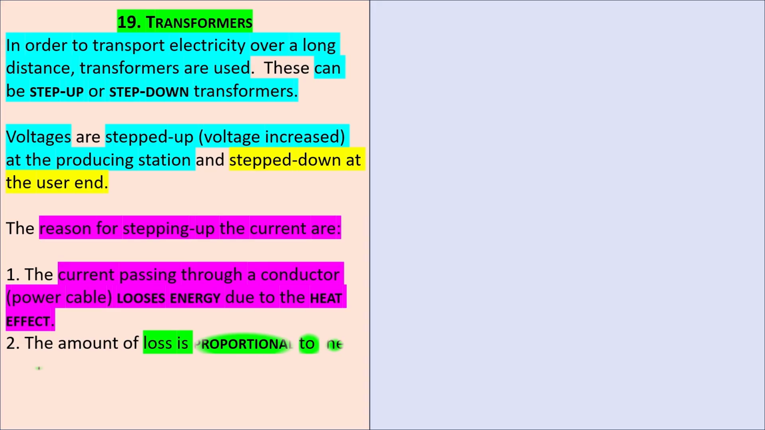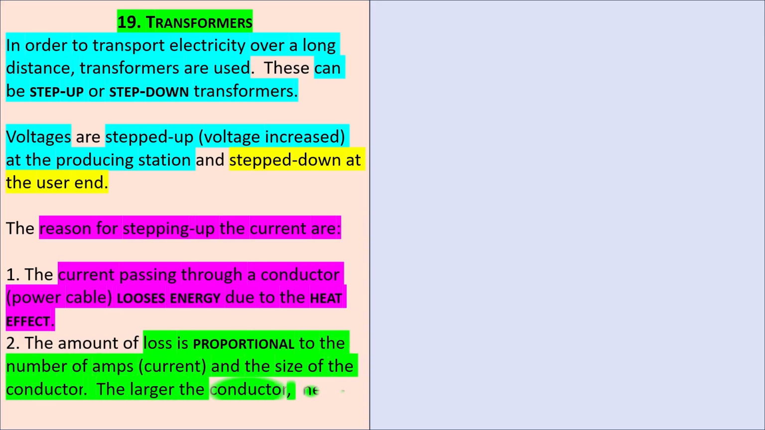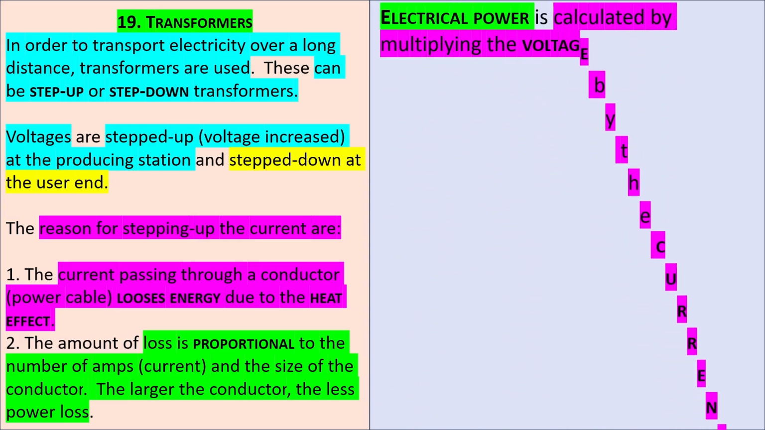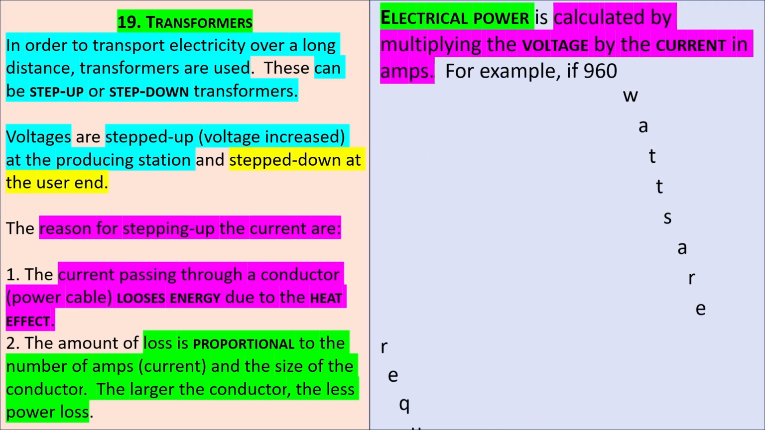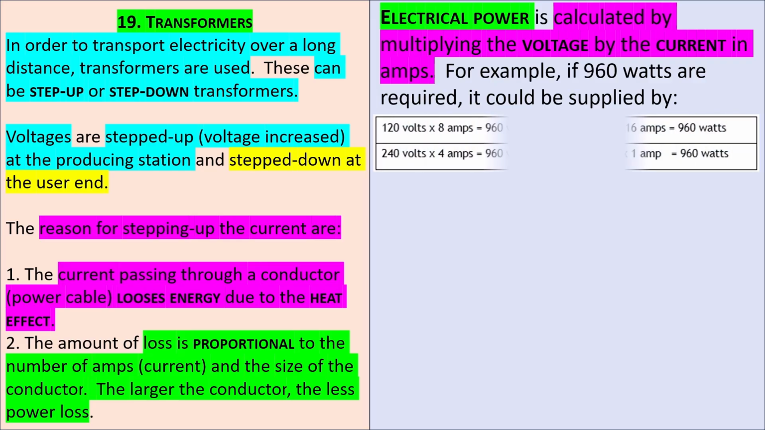the heat effect. The amount of loss is proportional to the number of amps, or current, and the size of the conductor. The larger the conductor, the less power loss. Electrical power is calculated by multiplying the voltage by the current in amps. For example, if 960 watts are required, it could be supplied by one of the following scenarios. You could have 120 volts times 8 amps equals 960 watts, or 60 volts times 16 amps is 960 watts, or 240 volts times 4 amps is 960 watts, or 960 volts times 1 amp equals 960 watts.